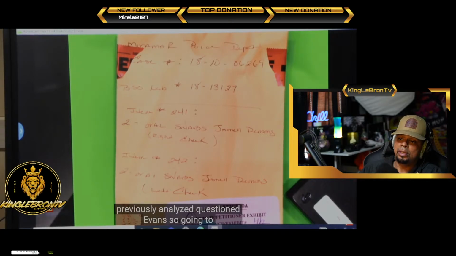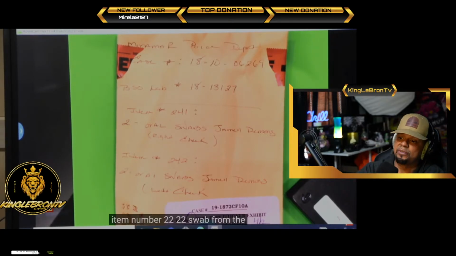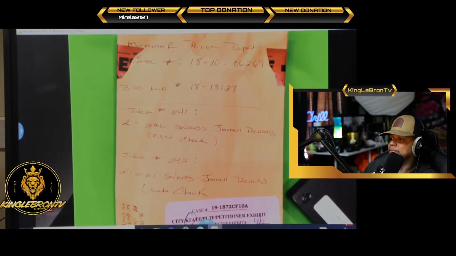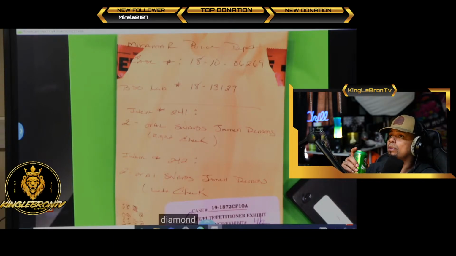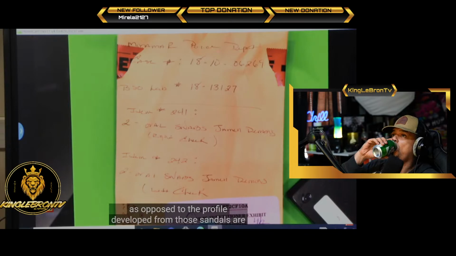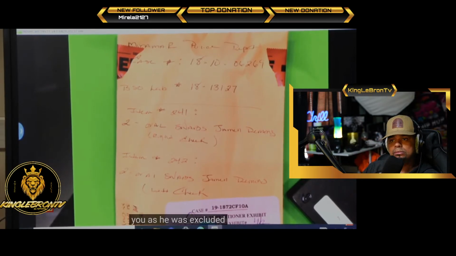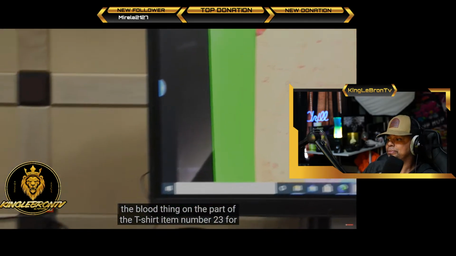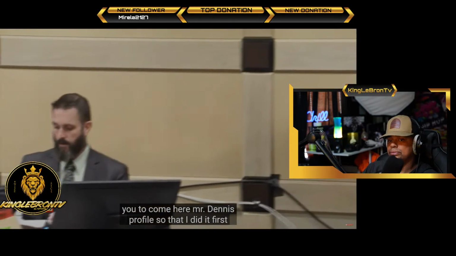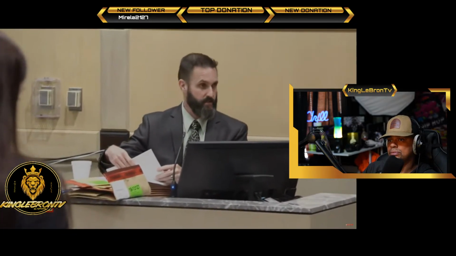Okay, so here we go. Going to item number 22, specifically the swab from the Gucci sandals. Were you able to compare the profile from Mr. Demons as opposed to the profile developed from those sandals? I did, and he was excluded. The bloodstain on the front of the t-shirt, item number 23. Were you able to compare Mr. Demons' profile to that? I did a comparison, and he was again excluded.